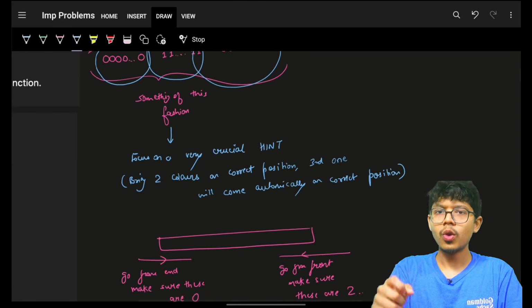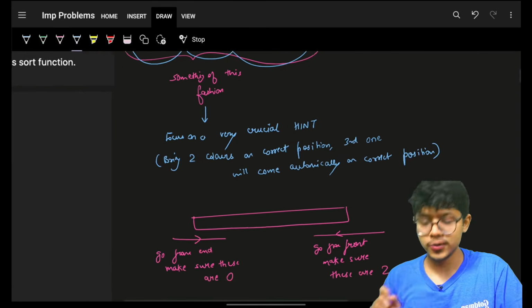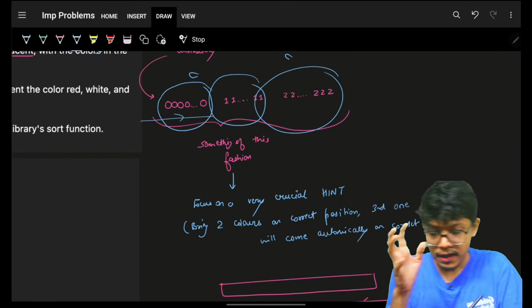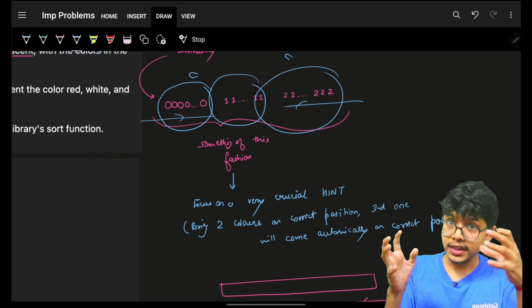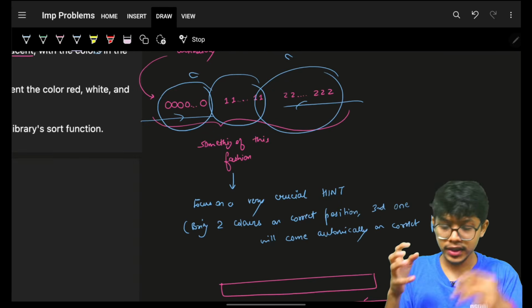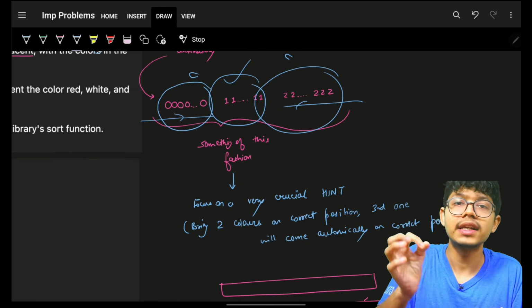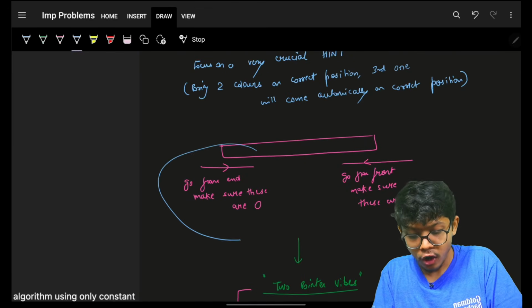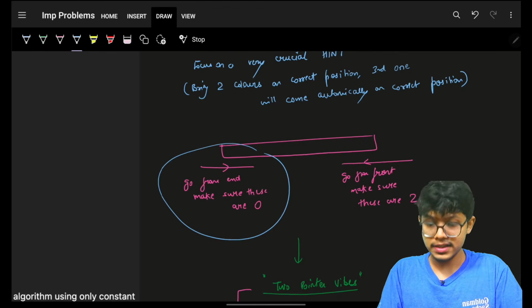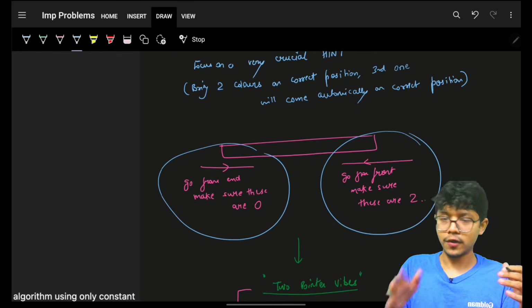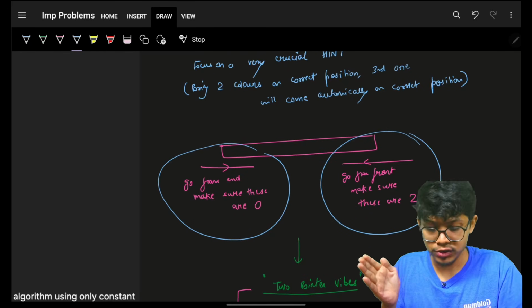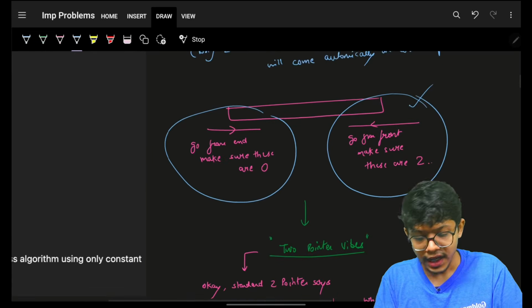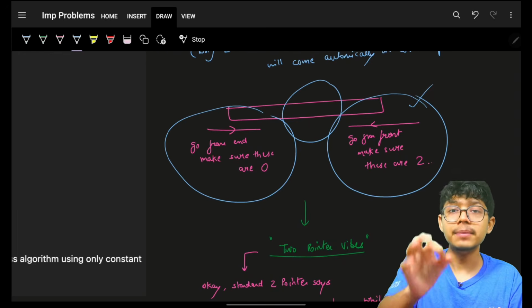That is the actual crux of this problem: we want to get all the zeros together, and we want to get all the twos together. If we bring all the zeros and twos together, ultimately the ones will automatically come together. I just have to make sure that from the left end all these are zeros, and from the right end all these are twos. If that is the case, I'm good. Ultimately in the middle they will be ones.